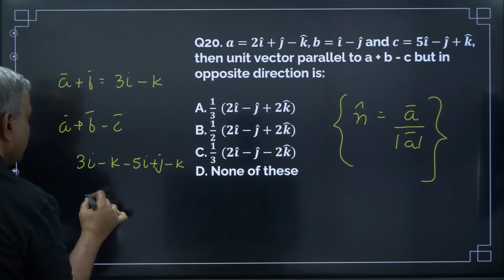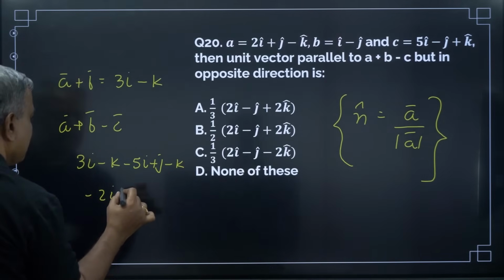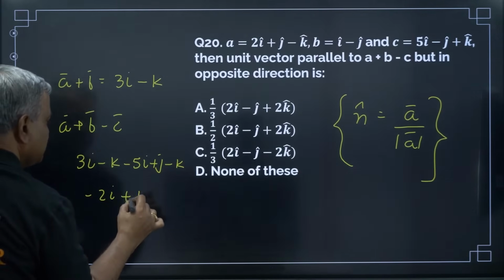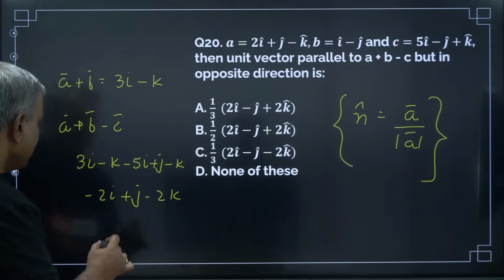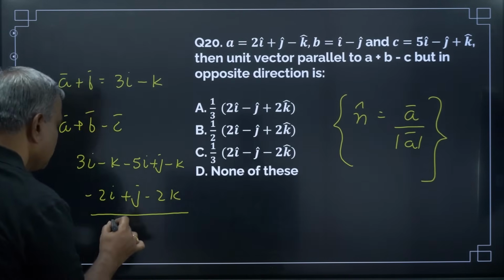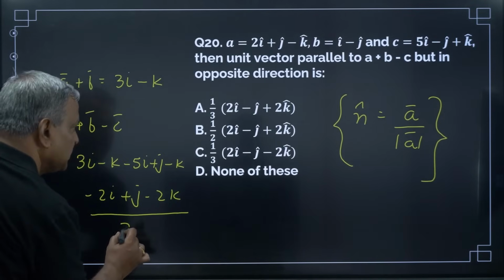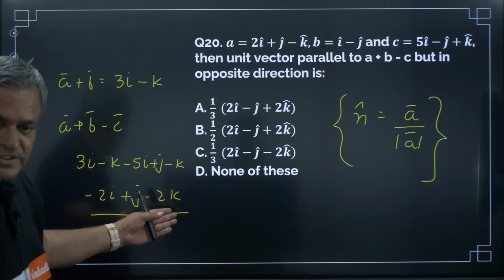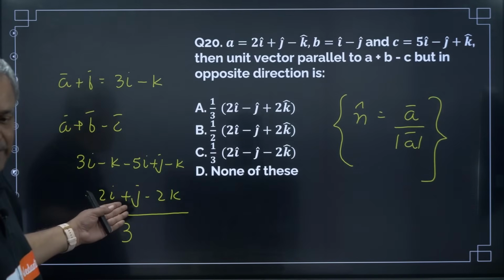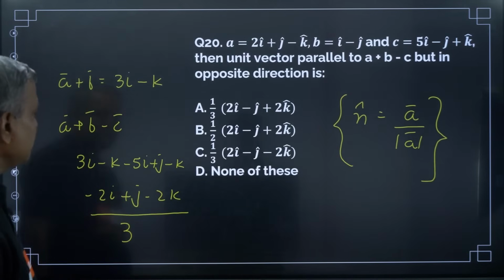So what do we get? Minus 2i plus j minus 2k. Clear? And the modulus of this: 4 plus 1 plus 4, 4 plus 4 is 8, 8 plus 1 is 9. So the modulus is 3. So which option is correct?